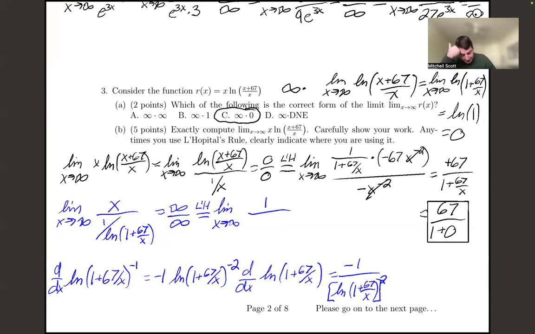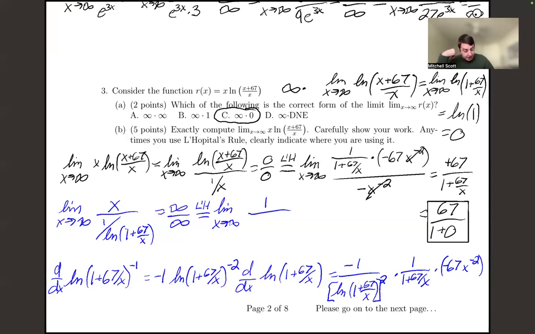And then the derivative of this is going to be 1 over 1 + 67/x times this, minus 67x to the minus 2. Okay. So I'm not seeing really anything that can cancel here. And in fact, I think the calculus got worse, right?